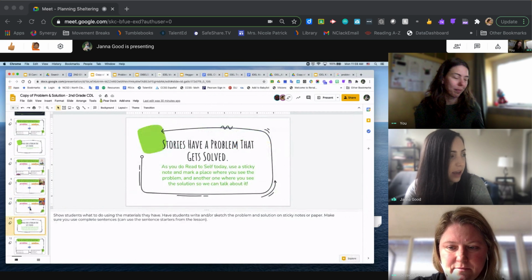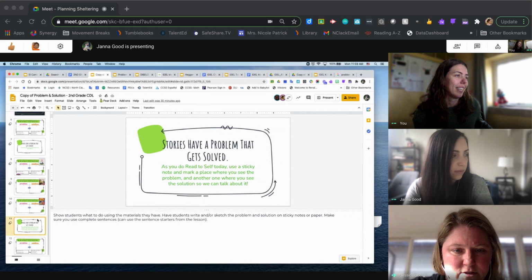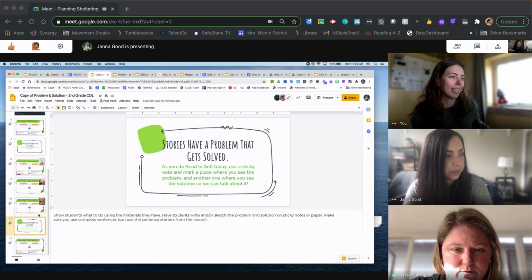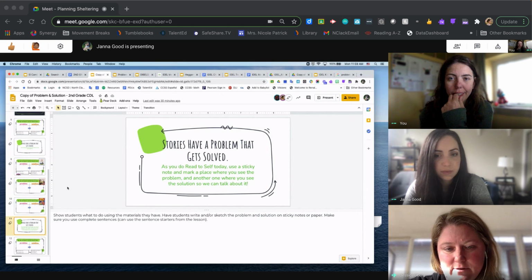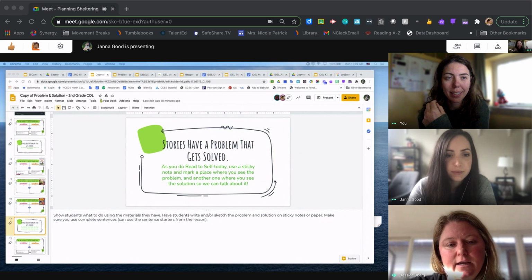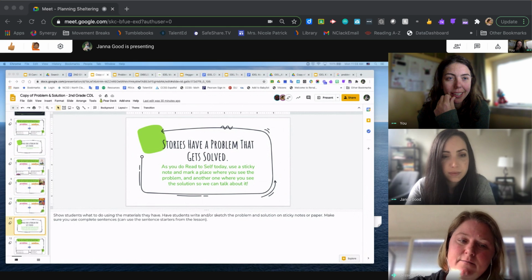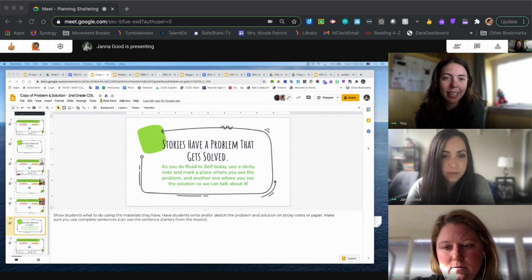Wonderful. And then how would you end the lesson? Students have an opportunity to do a read to self. So modeling what that would look like, or depending what kind of access to materials they have, but even sketching the problem solution on the sticky notes, and encouraging them to integrate the sentence starters and frames from the lesson.